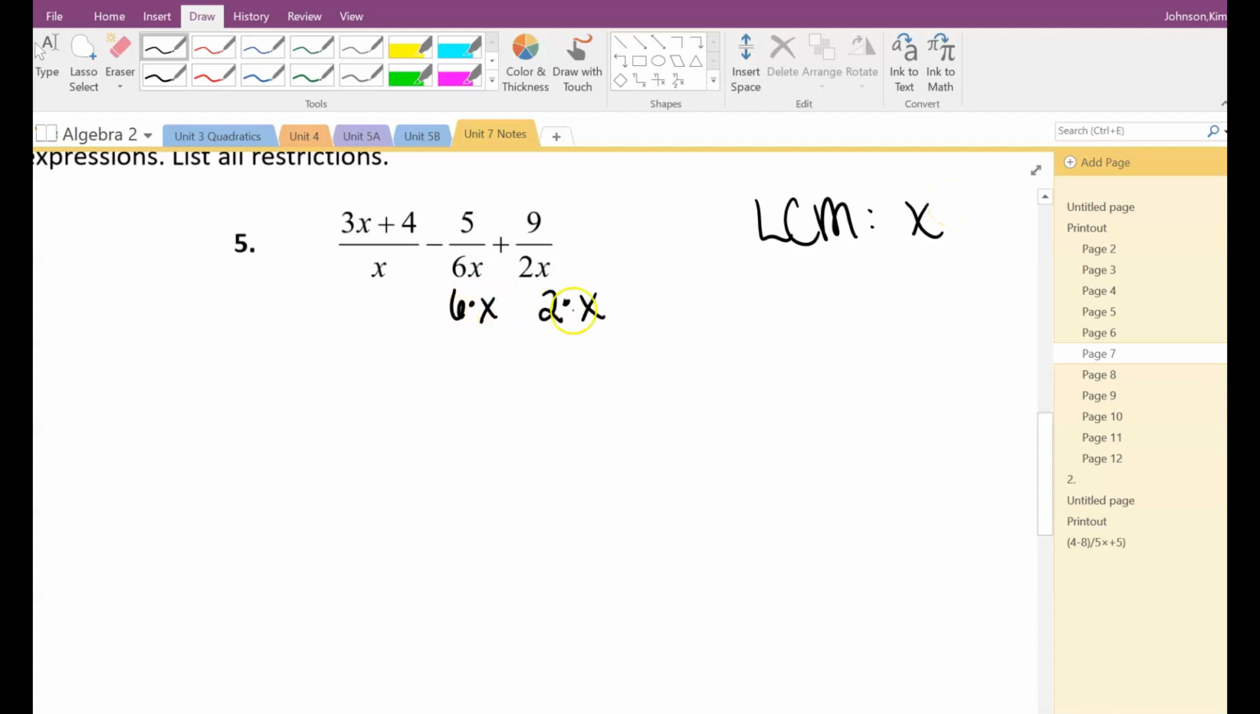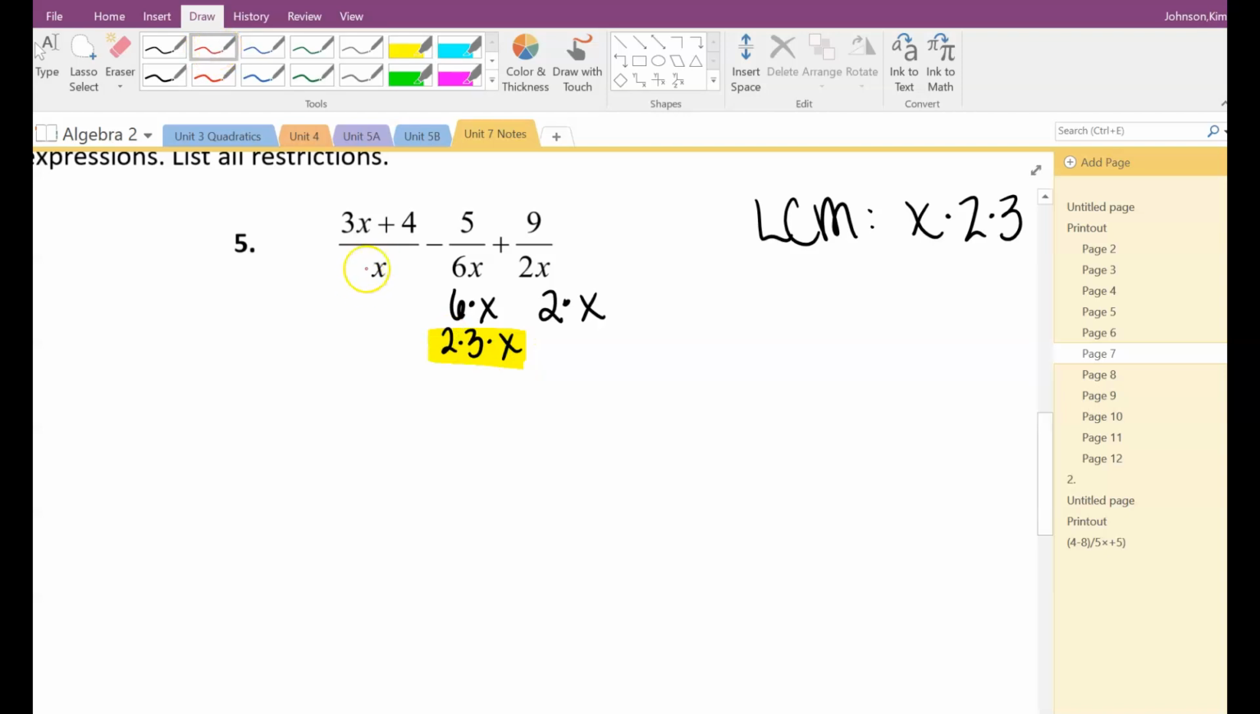And then if I look at 6 and 2, 6 can be broken down as a factor of 2 and 3. And so what all of my fractions will need is a factor of 2, 3, and x. So the least common multiple is going to be comprised of the factors x, 2, and 3. And so when I break it down like that, I say, okay, this is what I want all of my denominators to look like.